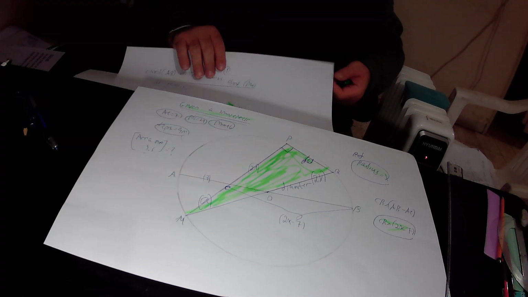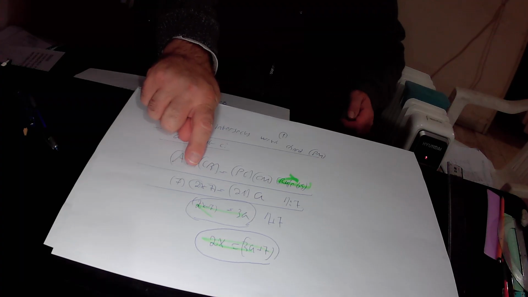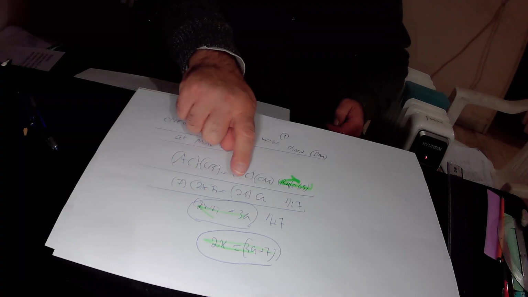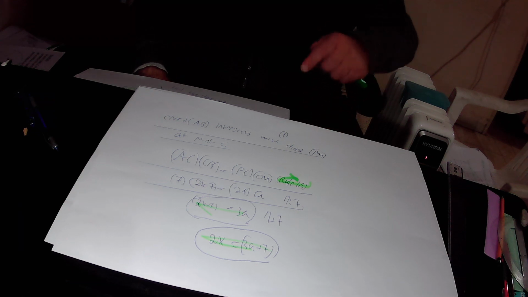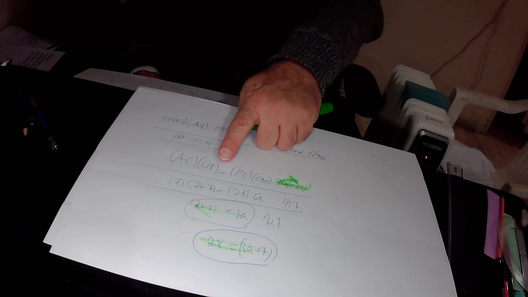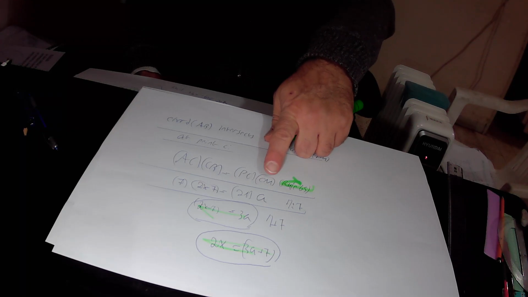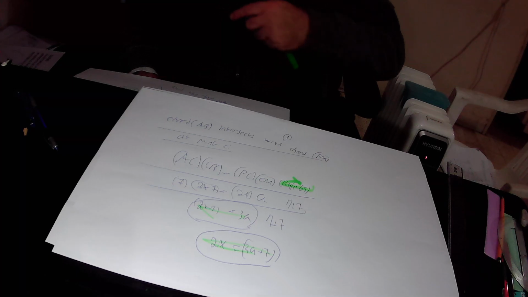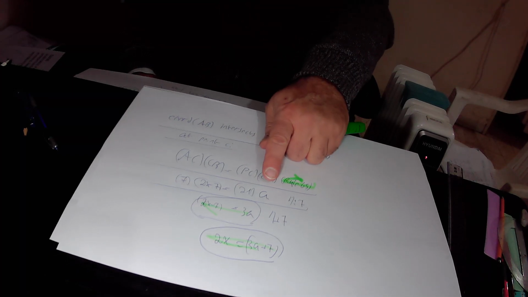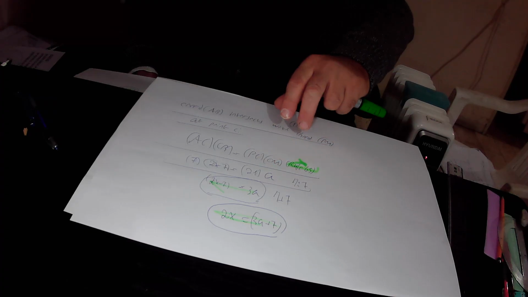So according to Rule 65, 7 times (2x minus 7) equals 21a. Here we divided the equation by 7, and we found that 2x minus 7 equals 21a over 7, which is 3a. So 2x minus 7 equals 3a. Here we added 7 to this equation, and we found that 2x equals 3a plus 7.